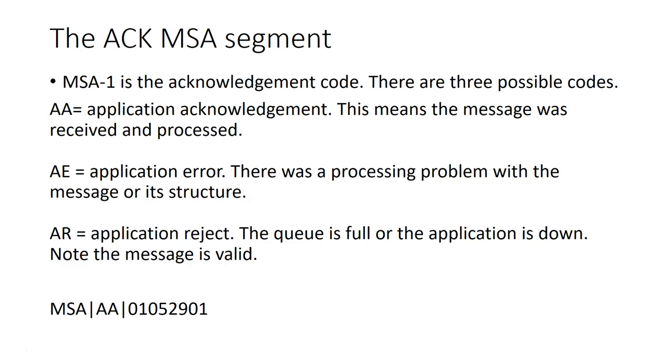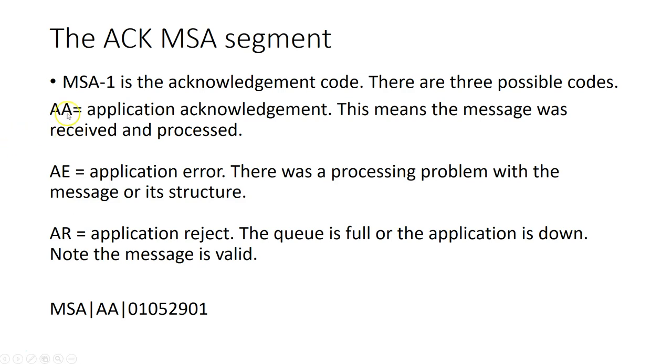The MSA segment. MSA-1 is the acknowledgement code. There are 3 possible codes. AA, application acknowledgement. This means the message was received and processed. AE, application error. There was a processing problem with the message or its structure. AR, application reject. That means the queue is full or the application is down. Note the message may still be valid.